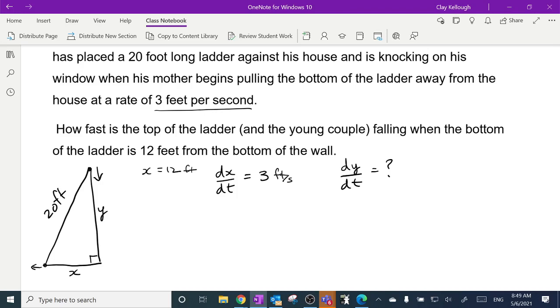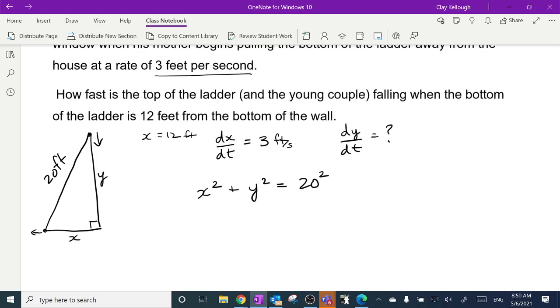Now I need some sort of formula that relates x and y. Any ideas? A chill just went down your grade 8 teacher's spine. It's Pythagoras. Yeah, there you go. x squared plus y squared is equal to 20 squared. So there's the formula that's going to relate everything.